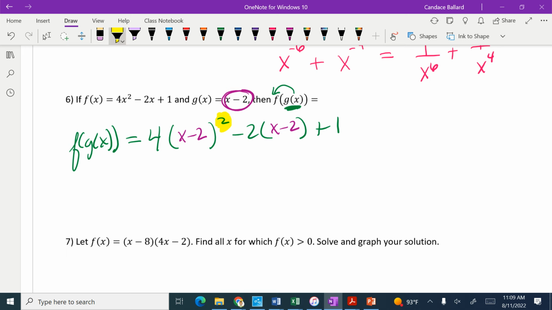I'm going to let you finish it. Everybody try to get that one finished. Okay. Your first step, once you've written it twice, is to FOIL that out. Distribute in the middle.